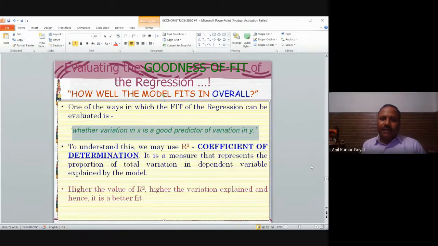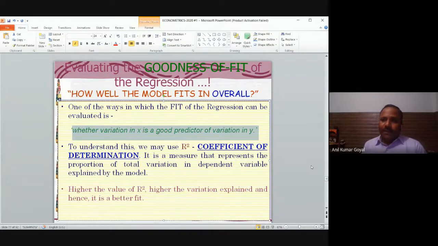To understand this, we must use R square, the coefficient of determination. It is a measure that represents the proportion of total variance or variation in the dependent variable explained by the model. So we must see the R square. If my R square is good enough, then I can say that my model is fit. And if you remember in SPSS, when we run regression, there is one table called ANOVA, and it gives us the p-value. If my p-value is less than 0.05, I can say that my model is fit. So it denotes that my R is not equal to 0, R is away from 0. But in the case of other software, even in Excel, we do not have this parameter. So we have to check on our own whether my R square is sufficient or not. Higher the value of R square, higher the variation explained, and hence it is a better fit.